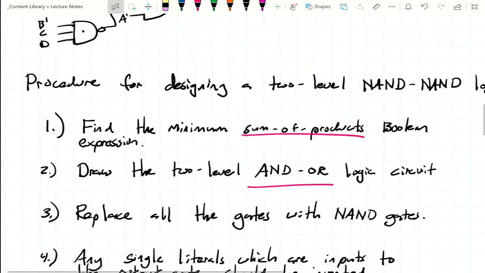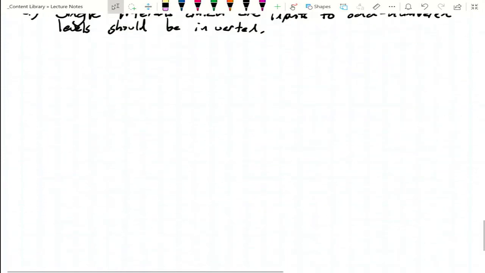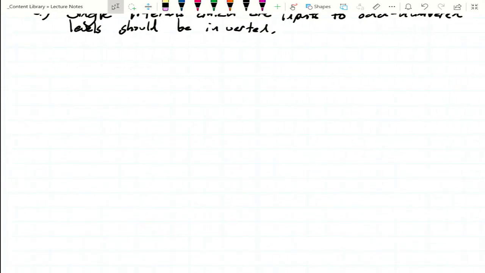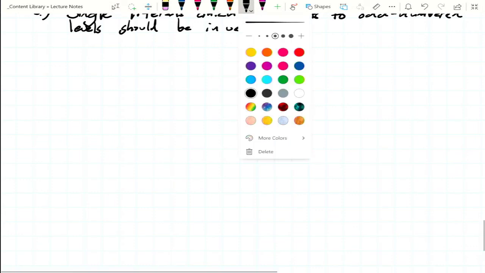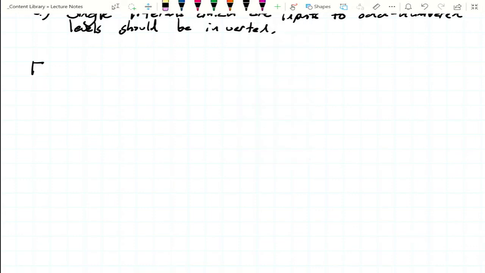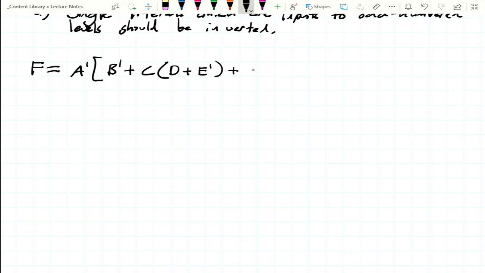All right. So let's do a big monster of an example. Let's say that we've got our function f, which is this whole thing: a prime and b prime, or c and d or e prime, or f and g prime, or h, i prime, j, or k. Whole lots of inputs.